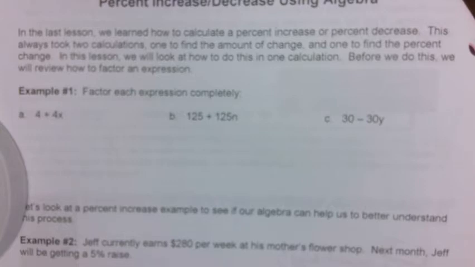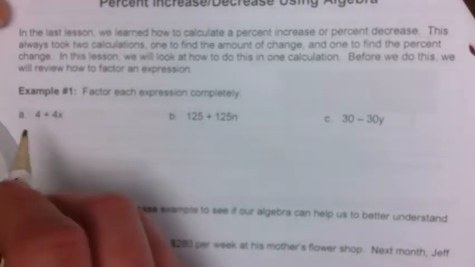We did factoring all the way back when we looked at algebra. Remember that when you factor an expression, you're going to rewrite it as the product of a GCF and another expression. In our first example, I want to factor completely 4 plus 4x. There were two different methods that we studied. We could either list the factors of each term and then do division, or we can use something that I like to call the ladder method.